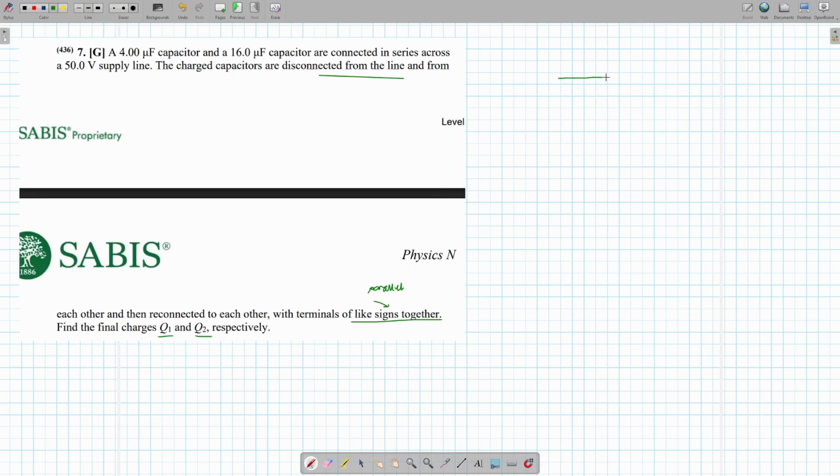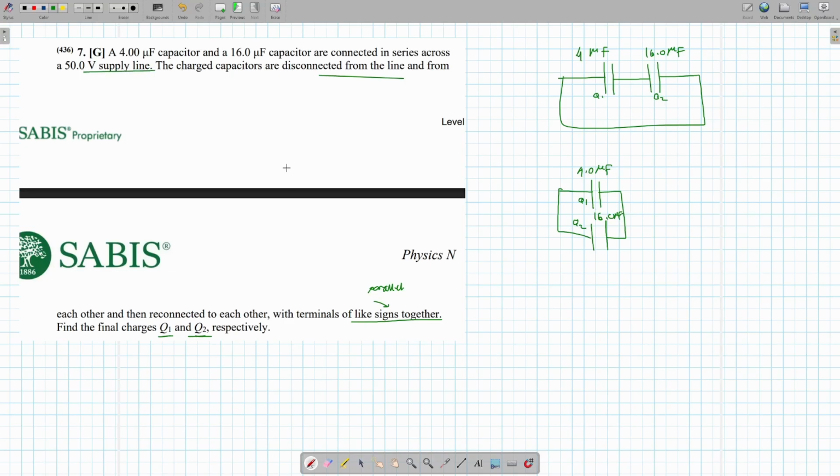So I want you to understand what's going on. You have a capacitor here, 2 capacitors, right? They're in series. And then they connect them again, but in parallel. Okay, so we want to find the final charge Q1 and Q2 respectively. So here you have Q1 and here you have Q2. Then here you have Q1, here you have Q2. So we know that the capacitance here is 4 microfarads, and here you have 16 microfarads, and over here 4 microfarads, we have 16 microfarads.